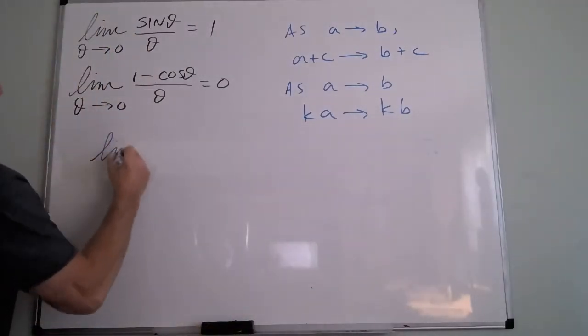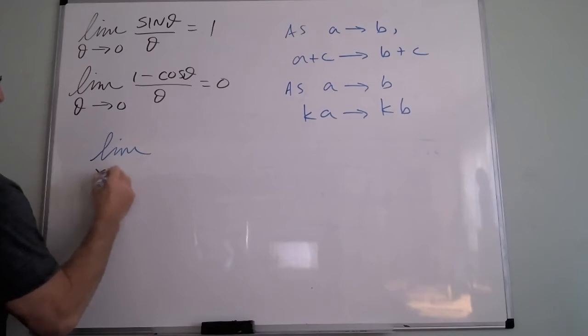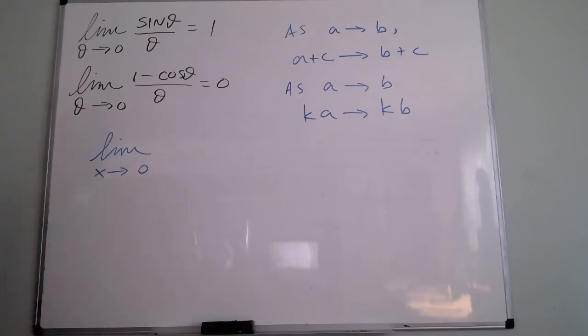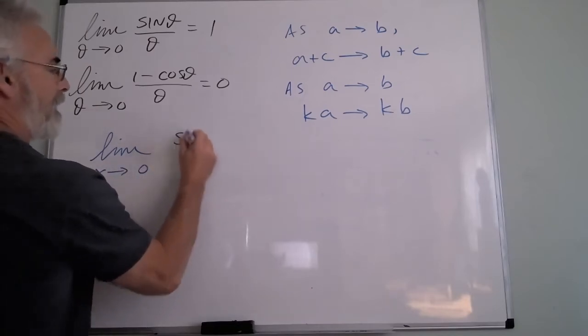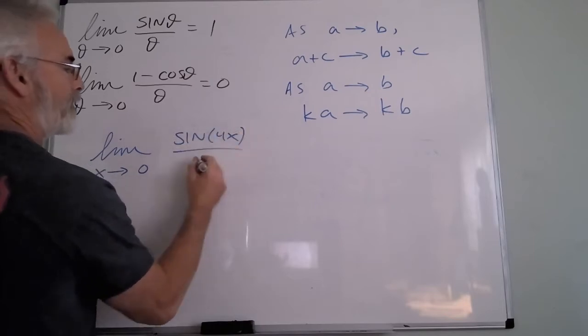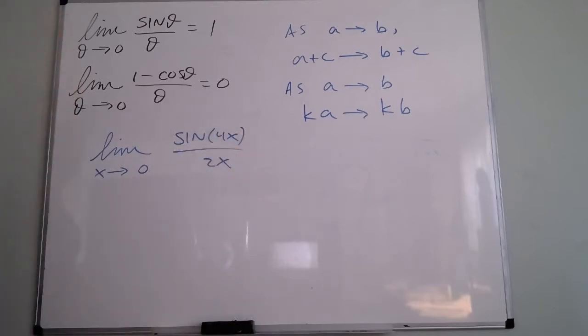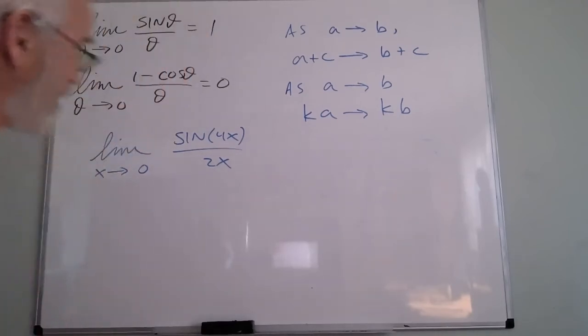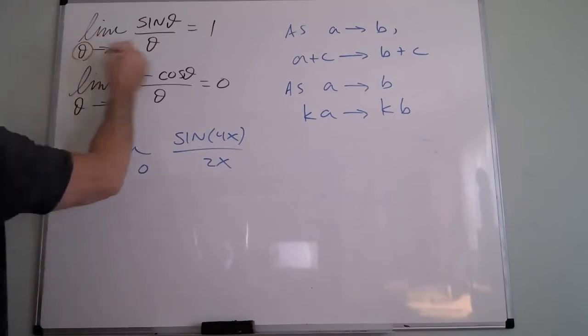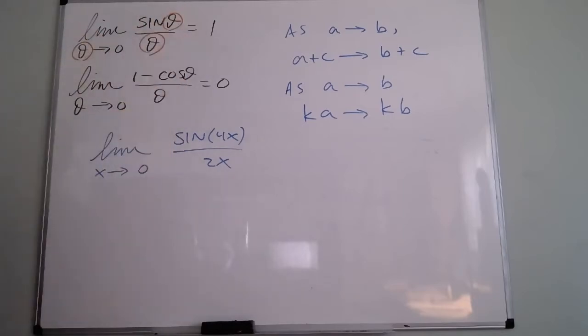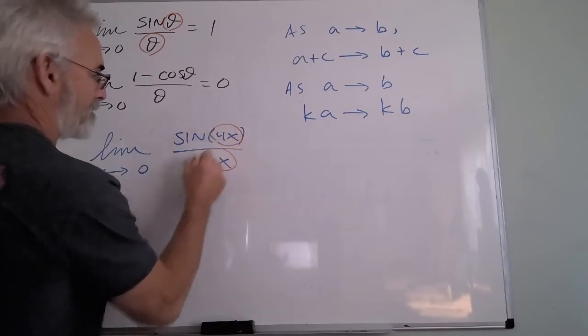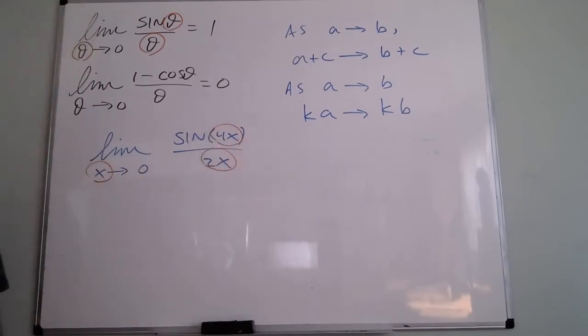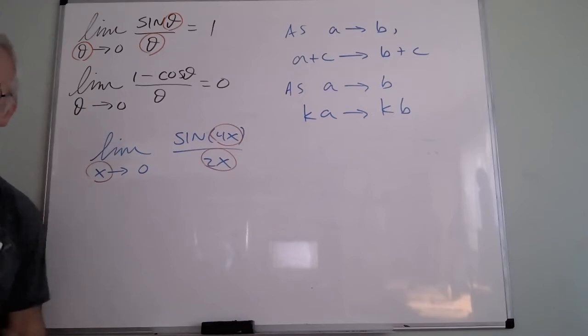So the first one, what if I said I got the limit as X approaches 0, keep 0 is nice, of the sine of 4x over 2x. Well, can I just say that's 1? Well, not exactly. You see, here, theta, theta, theta. Theta is my argument. It's the same theta. What do you notice here? 4x, 2x, x. They are not the same. They have to be the same in order for me to do that.